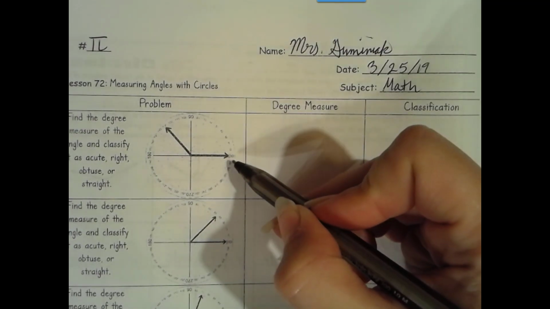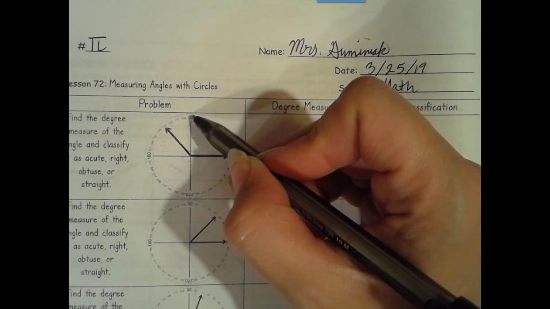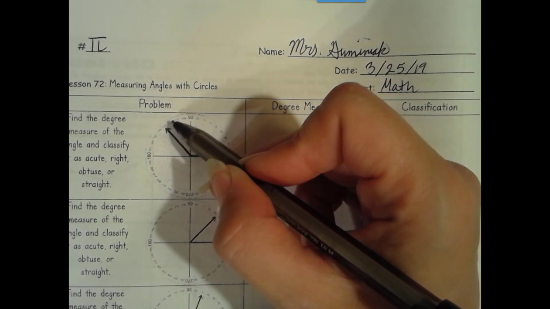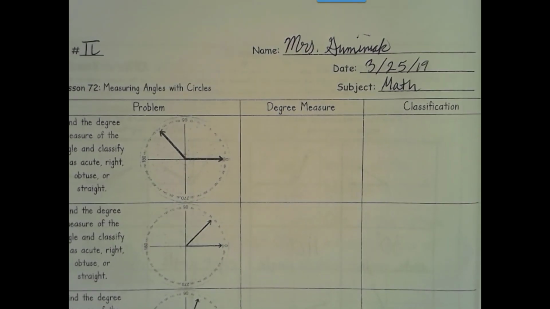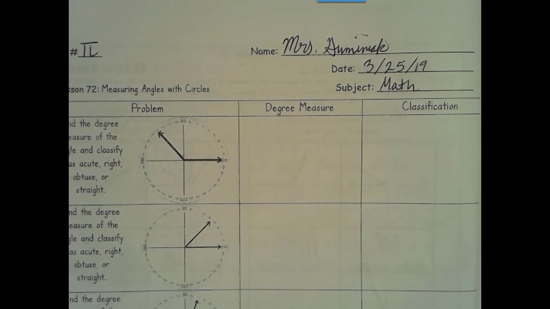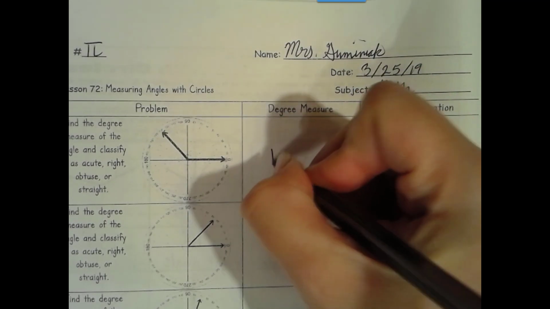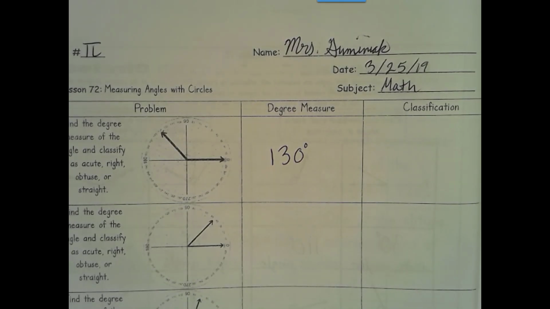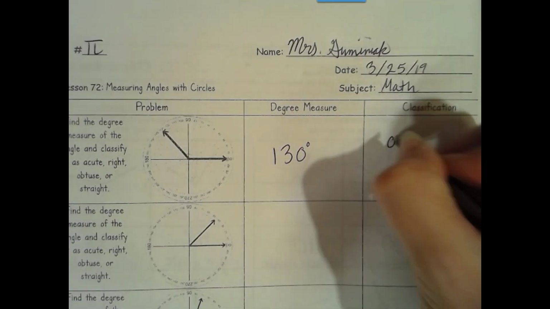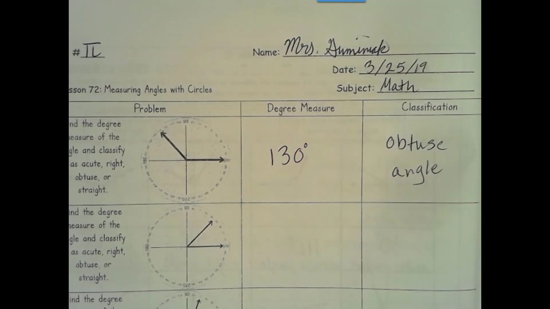Okay, so this one starts at 0. If I count, I will get to 90 here, and each one's by 10. So 90, 100, 110, 120, 130. It's pointing directly to that angle measure, so I don't have to see if it's in between or not. So the degree measure is 130 degrees, and that is greater than 90 degrees. So if it's greater than 90 degrees but not yet 180 degrees, it is an obtuse angle. It's nice and large.